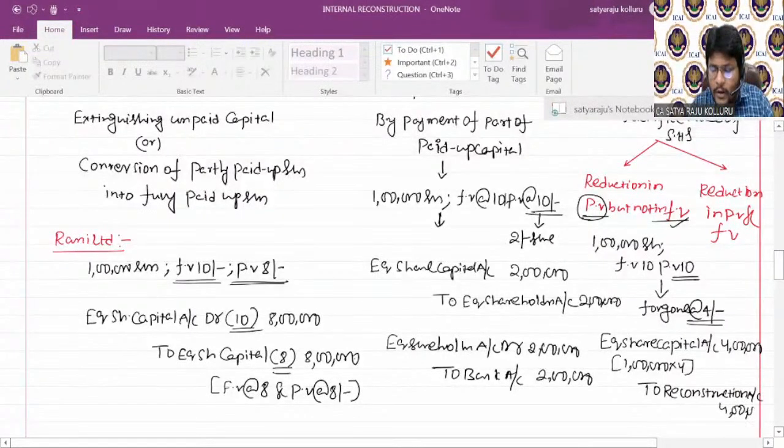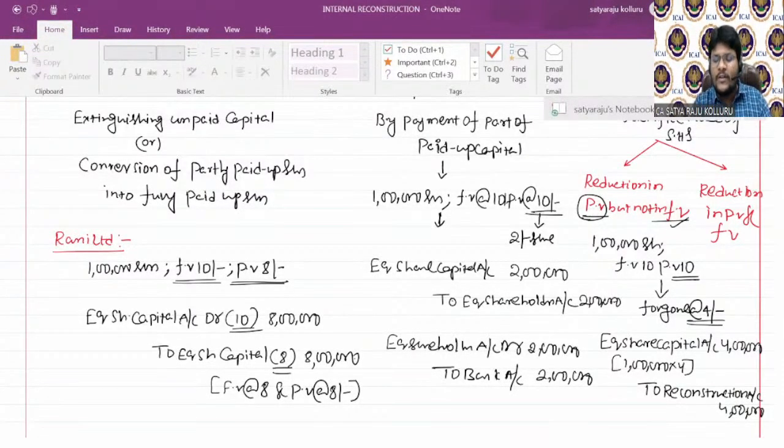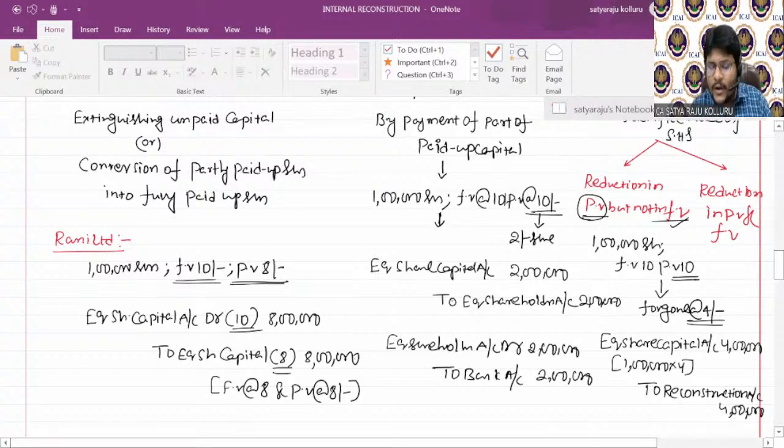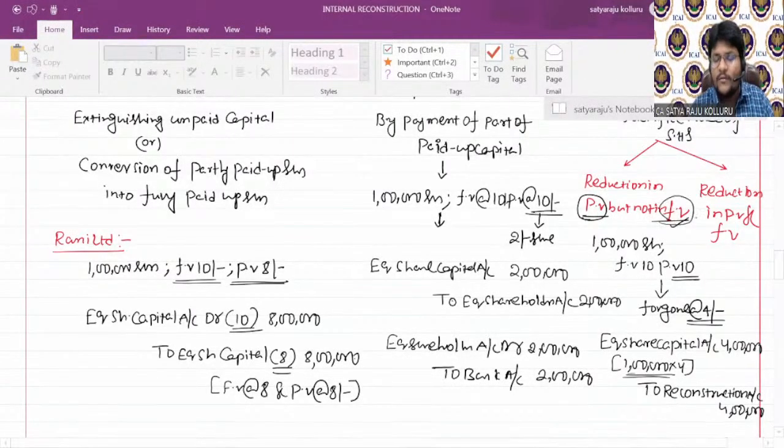Sir, no need to touch the face value here. You can only reduce the paid up capital. So 1 lakh into 4 rupees means automatically the paid up value is reduced to 6 rupees. That's why there is no need to disturb the face value, because it is clearly given that there is only reduction in paid up value but no reduction in face value. Sir, if there is no reduction in face value, then in future if the company wants, they can make a call. So that's why they are not disturbing the face value.